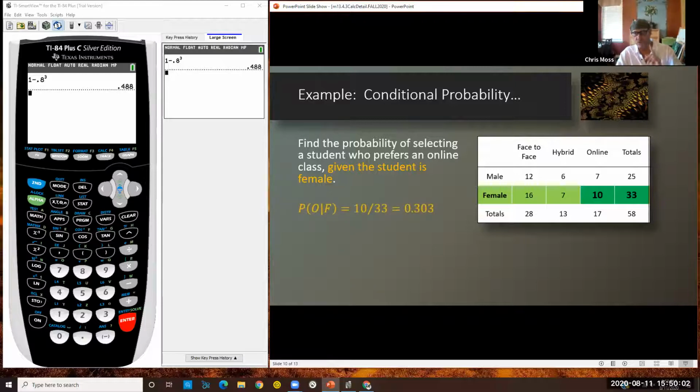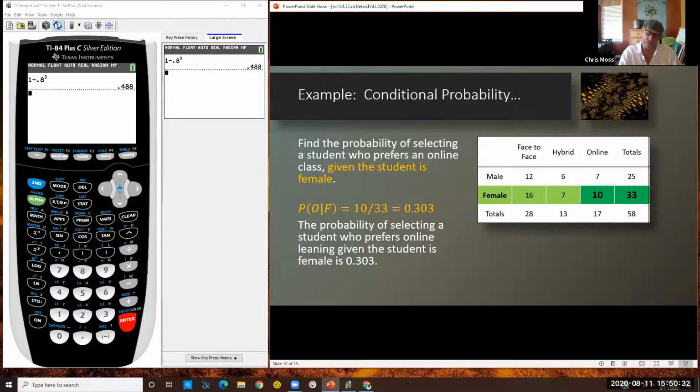So notice my use of the notation. The probability of selecting someone who likes the online modality of classes, given they are female, is literally 10 out of 33, or 0.303. Well, the probability there of selecting a student who prefers online learning, given that the student is female, 0.303, or almost 1/3 of the female students seem to prefer online learning. This is kind of subtle, so let's look at another example.